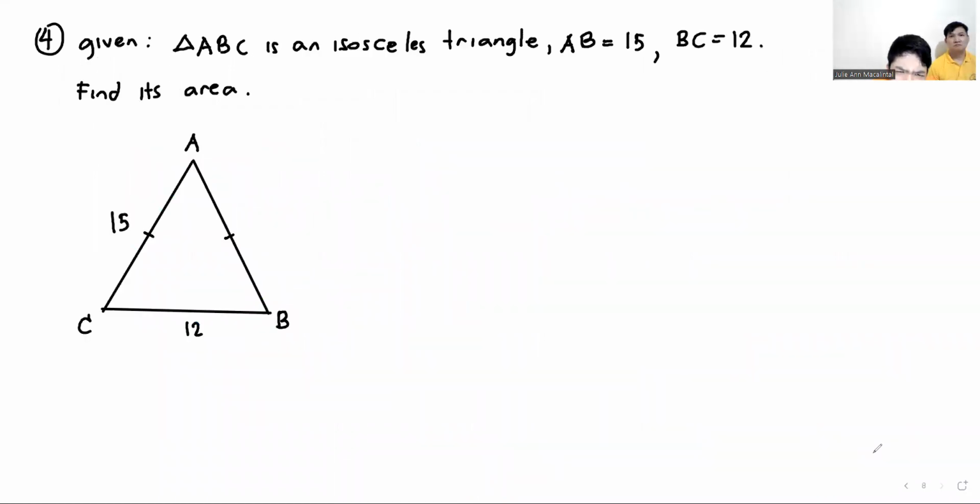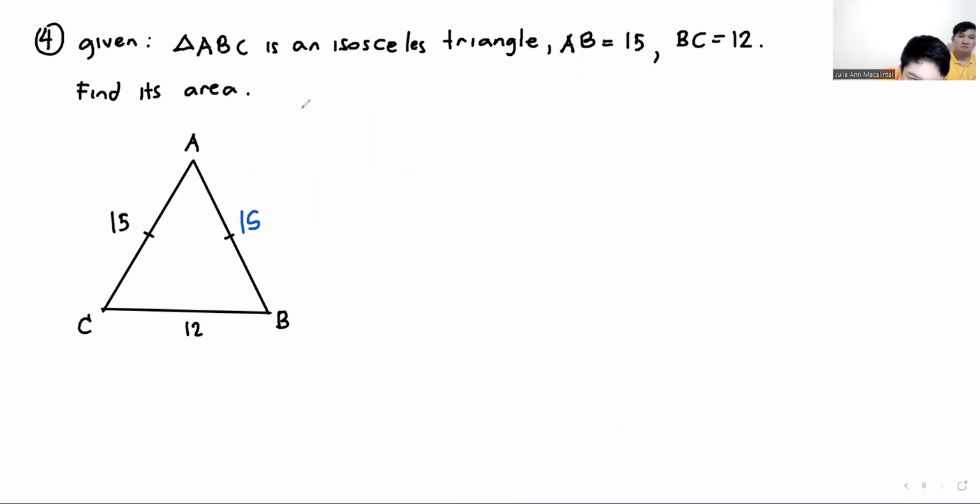Given triangle ABC is an isosceles triangle. AB is equal to 15, BC is equal to 12. Find the area. This is an isosceles triangle, so this side must be 15 too. Those are the givens. The first approach will be the a little more complicated approach.